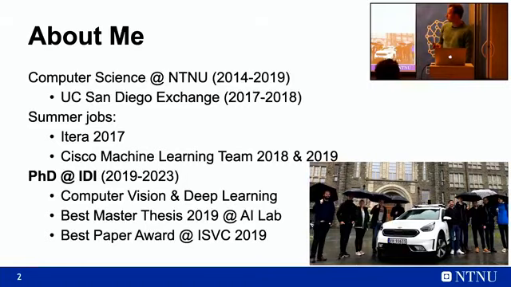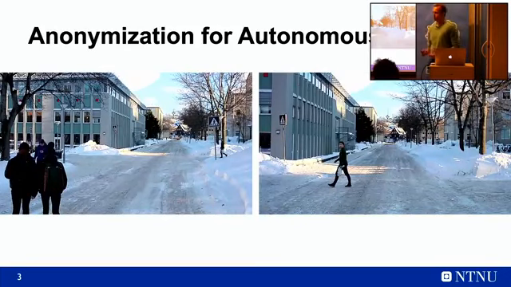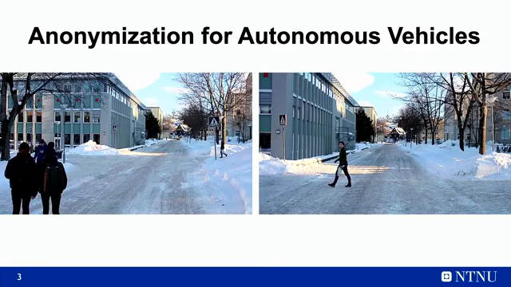My project started with the fact that we wanted to record images in Trondheim. We have this vehicle that we want to use to record a bunch of images to do research on. And if I start driving around in Trondheim and recording a bunch of people with their faces, I'm going to have a lot of privacy-sensitive information. So my task in this project was: how can I anonymize the persons?